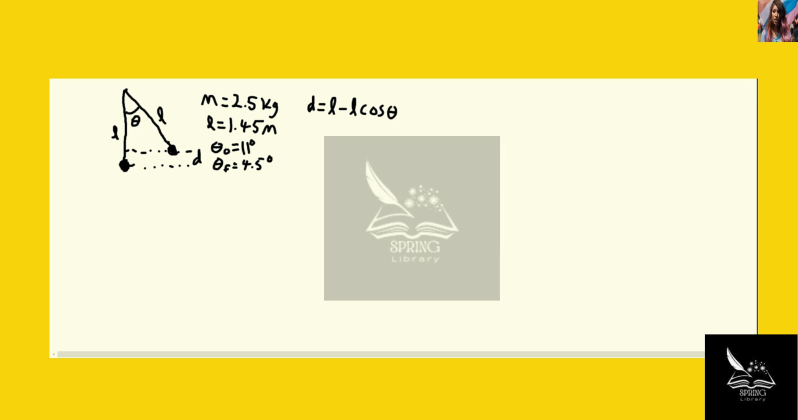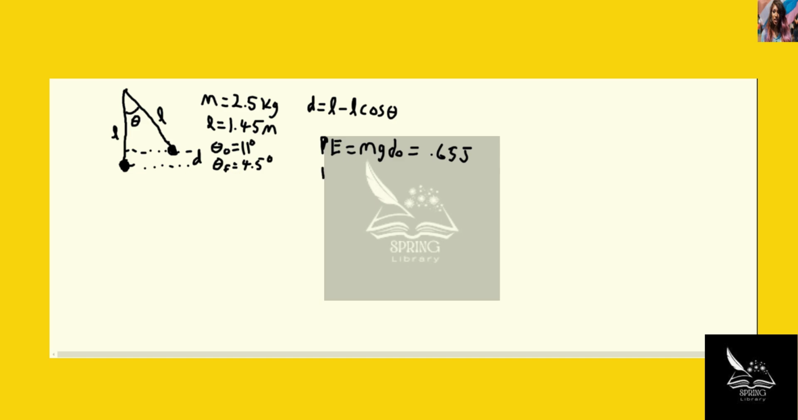The next thing we're going to do is look at energy conservation. So we can say that potential energy is going to be equal to the mass times the gravitational constant times this d, this length. We'll call d0 what it is initially, and we'll call d final what it is finally. When you plug this in, this is going to be equal to 0.65 joules.